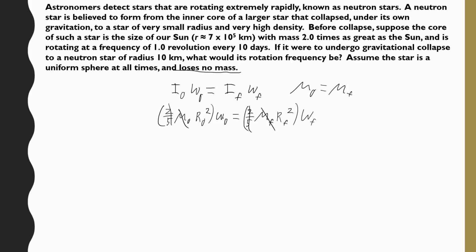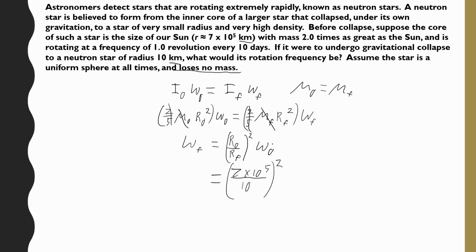And we want to find the final angular velocity, so we can just solve for it like this, divide that final radius to the other side and just square the whole thing. And there we're in business, so we can plug in our numbers here. We're given the initial radius is 7 times 10 to the 5th kilometers. And because we have a ratio here, this is in kilometers, and the final radius is also in kilometers, 10 kilometers. So those units are going to cancel out, and you don't need to worry about converting to meters.